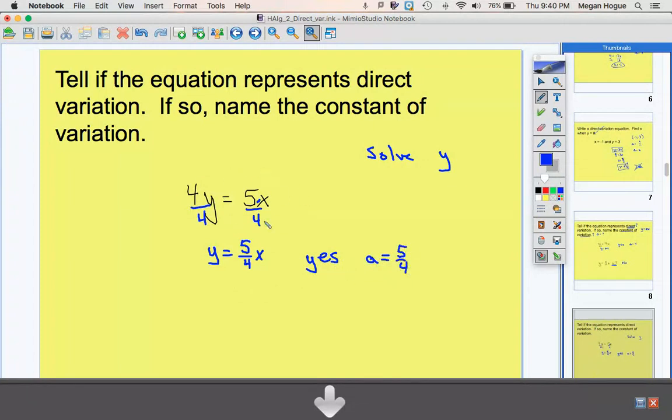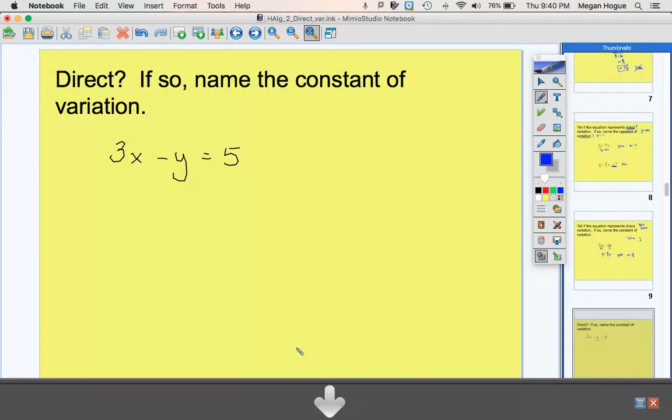Even if you knew from right here that this was going to be yes, you still need to solve. Even if you knew your a was 5/4, I still want you to solve. So if the answer is yes, then not only do I want you to name, but I also want you to solve. So I'm making the directions a little bit more specific. Direct? If so, name the constant of variation.